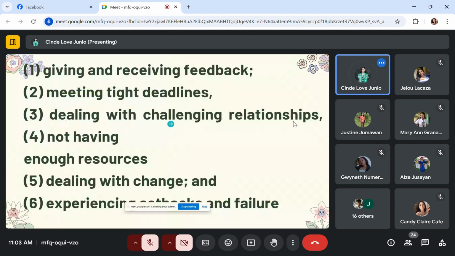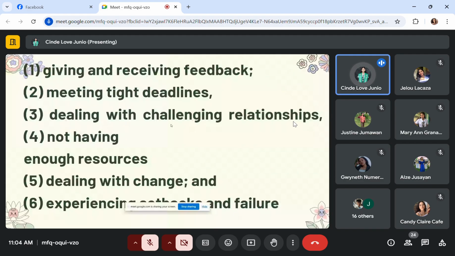And second is meeting tight deadlines. So handling pressure when time is short. For example, your assignment or your project is due tomorrow. Instead of panicking, you stay calm and organize your time wisely to finish it.